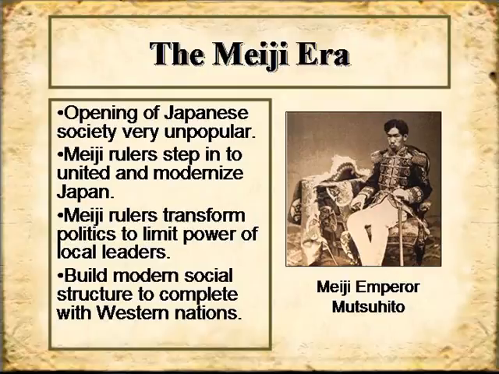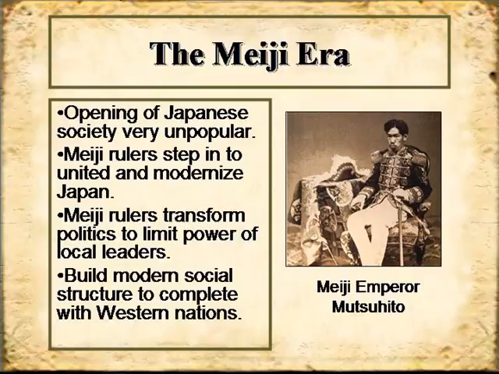So this is very unpopular. There's a desire to hold and keep traditional Japanese values, and so the opening of Japanese society is not something that most Japanese are interested in. And the Meiji rulers step in to attempt to unite and modernize Japan under this new political vacuum. So when we have a power vacuum going on, they step in and try to modernize Japan. The rulers transform the politics of Japan to limit the power of the local leaders.